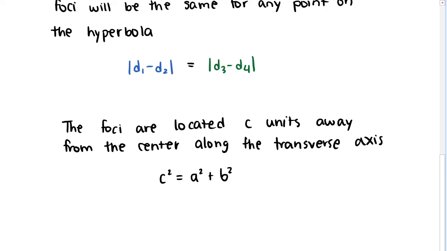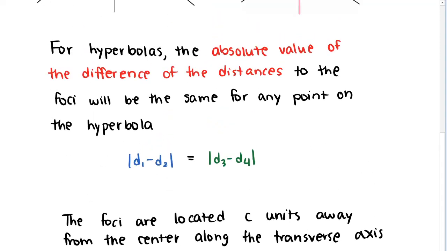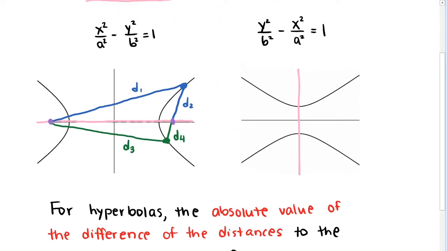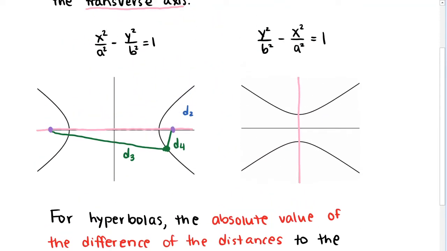And so if we go back up to our picture and our equations above, maybe I'll erase these distances. Here are the foci that I've plotted out. c is this distance here, from the center to our foci. And let's say we had foci in this vertically oriented hyperbola as well. c would be this distance.